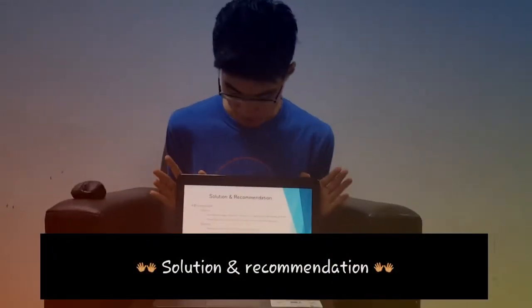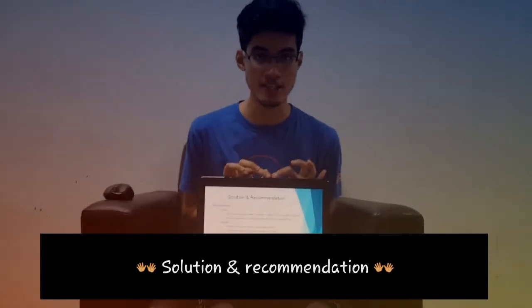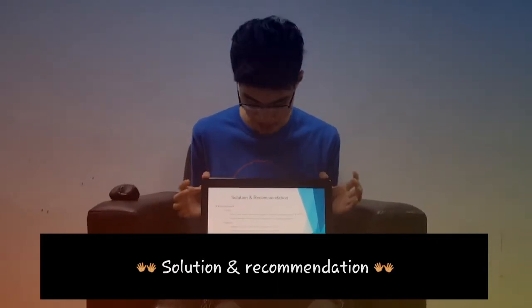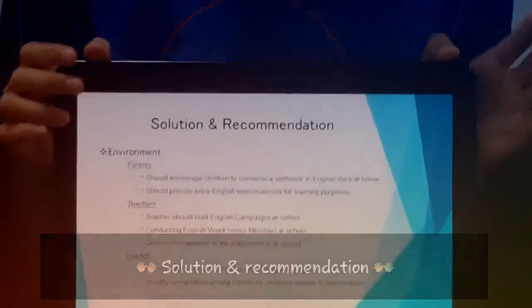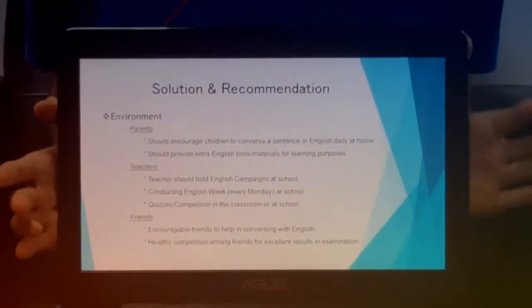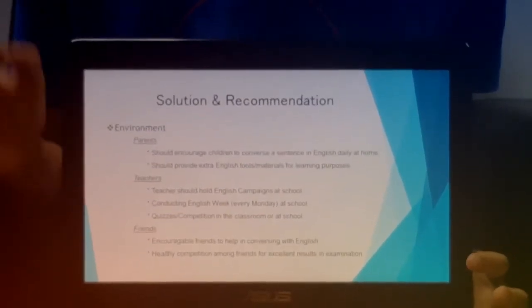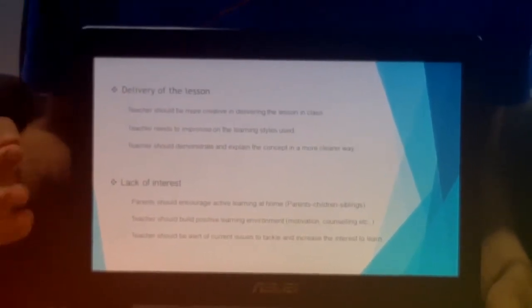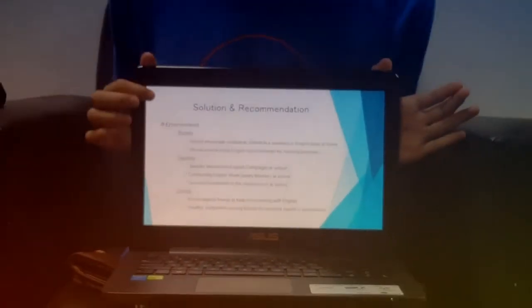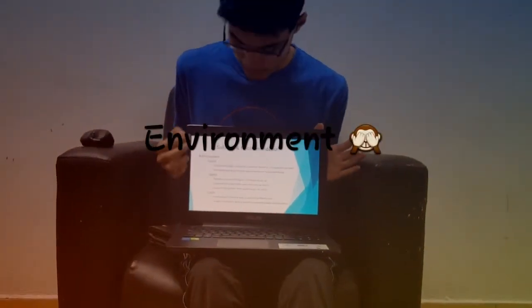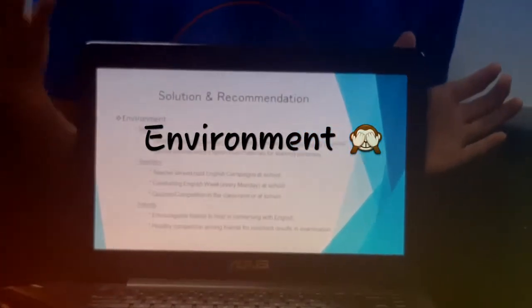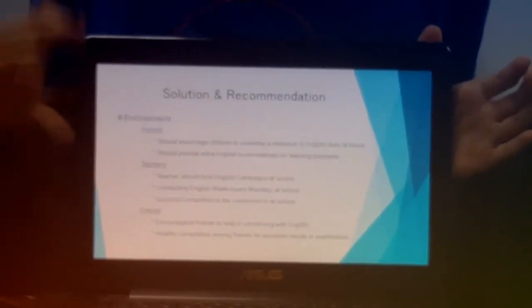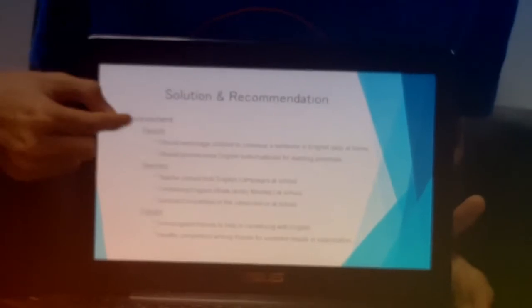So hello again everyone, I'll be talking about the solution and recommendation slide, which is the last part of this presentation. As had been mentioned by Nazrul earlier, he mentioned the three main factors that influence the problem, which are environment, delivery of the lesson by the teachers at school, and the lack of interest by the student itself. So the first solution would be on the environment. There will be three main roles responsible to overcome the problem. The first role is played by parents.